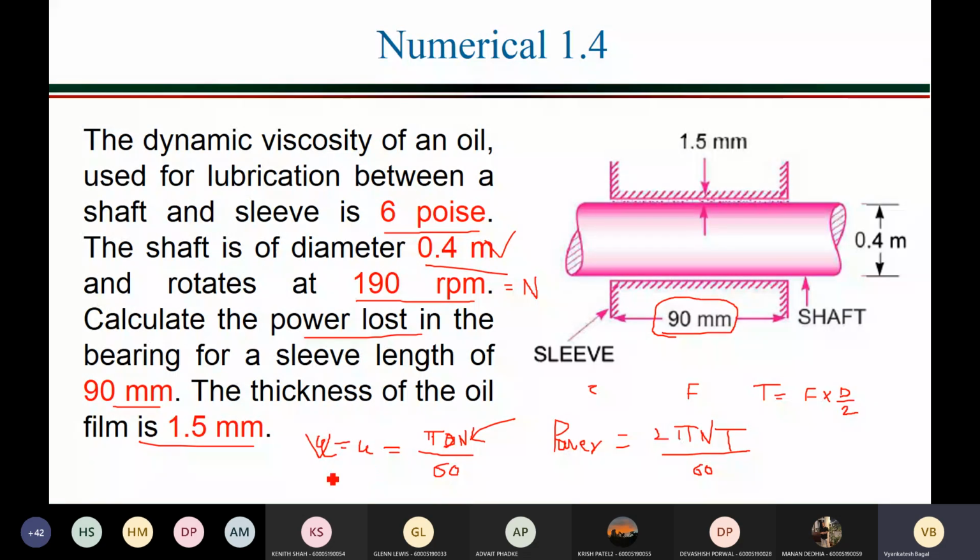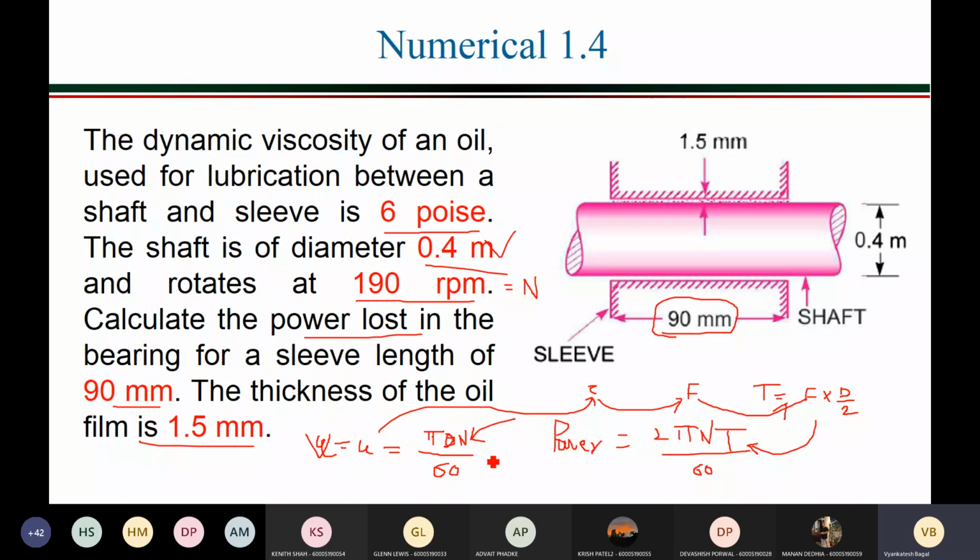So from this find out u, then use this u in the shear stress formula, tau equal to mu du by dy. Then from tau find out F, from this force F find out the torque capital T, and from torque capital T find out the power lost in the friction. Fine. Is it clear?